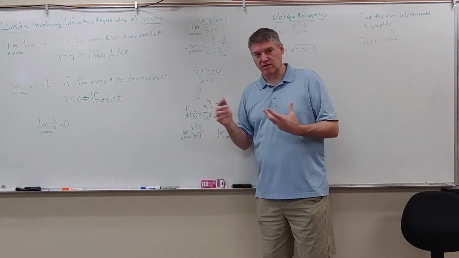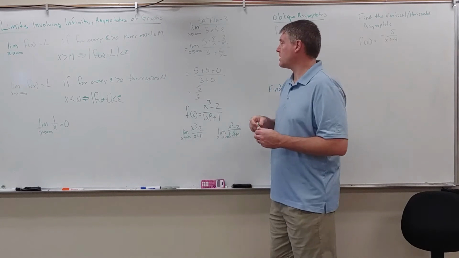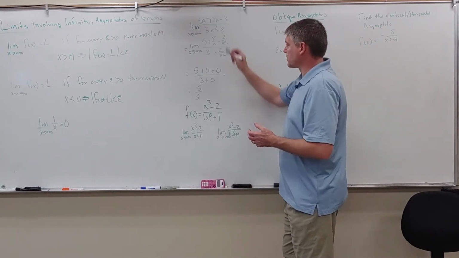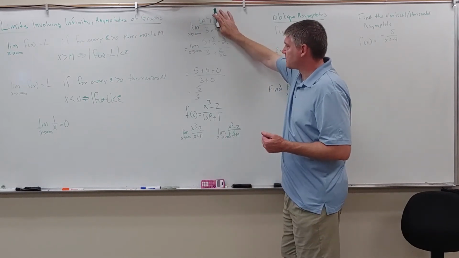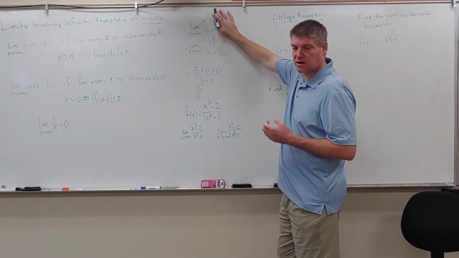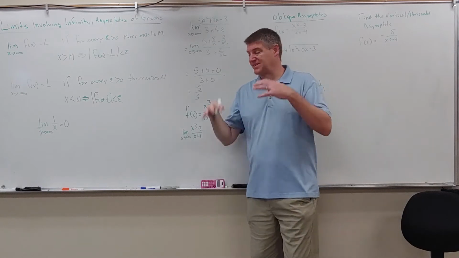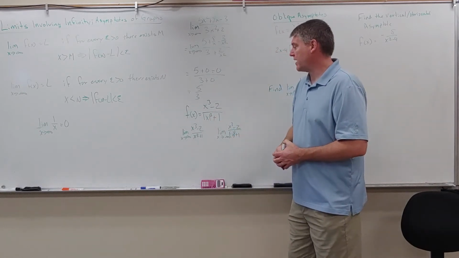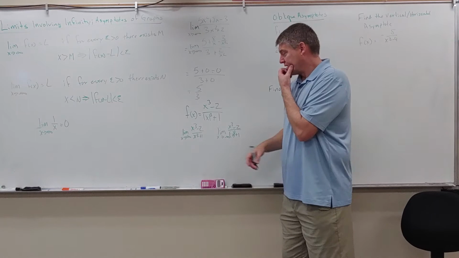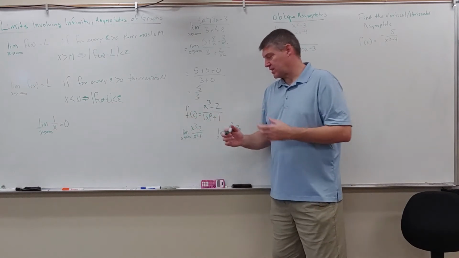which is 5/3. If you remember back in pre-cal, what we did is look at our lead terms: 5x squared over 3x squared. That reduces to 5/3. It's the exact same idea and concept. Okay, so now we're going to look at this next one.